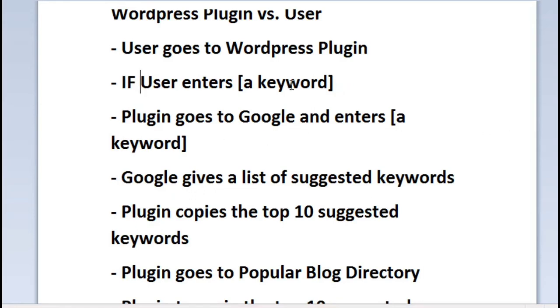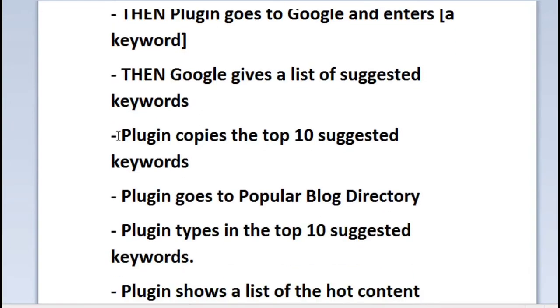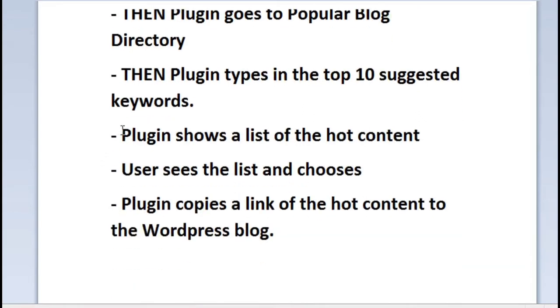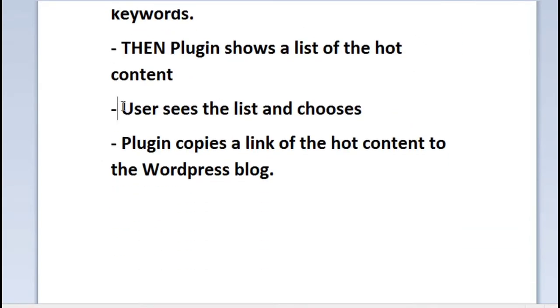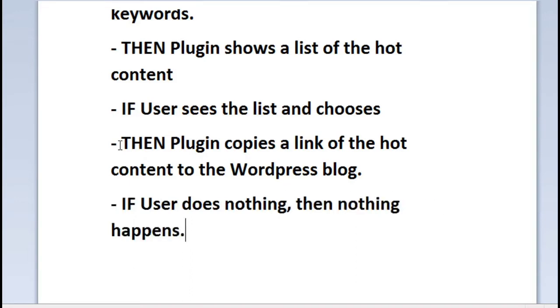But we can say if that happens, then the plugin does this, then this, then this, then this, then this, and then this. Then if the user sees a list and chooses, then this. Now obviously if the user does nothing, then nothing happens. So it's pretty self-explanatory. Most of the time that's the case. So we're pretty much done now. That's all we need to do.